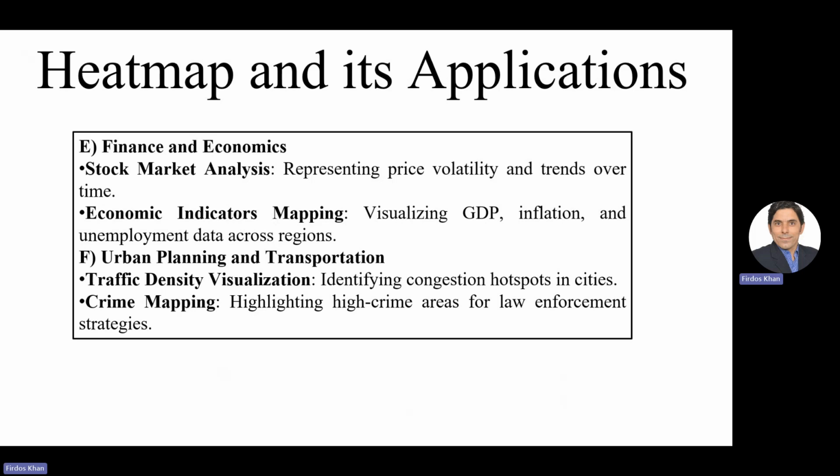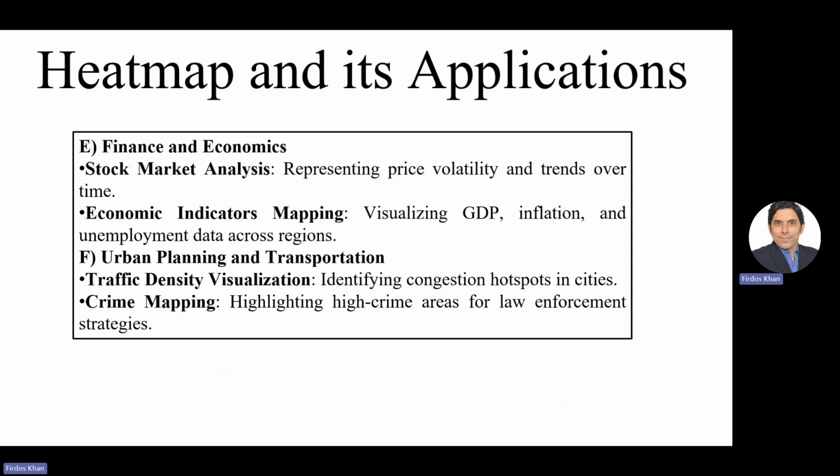Finance and economics, stock market analysis: representing price volatility and trend over time. If you have the information about price volatility and trend, you can develop a heat map of these variables with time, and you can see what is happening in the stock prices. If you are using historical data, you can see what happened in the previous time to the price volatility and trend.